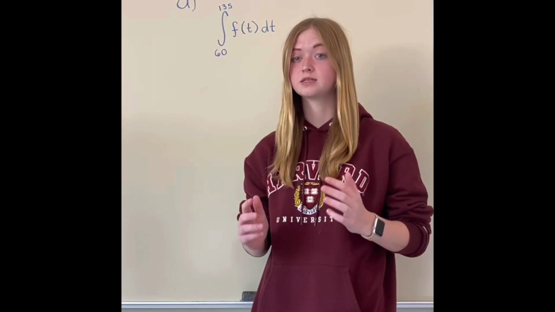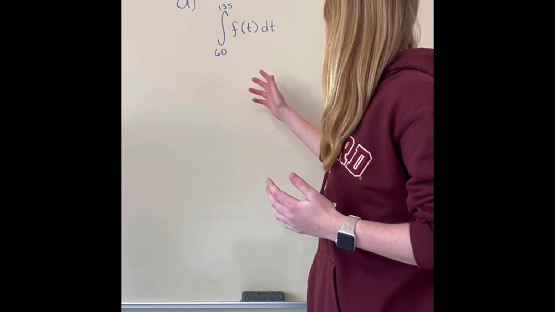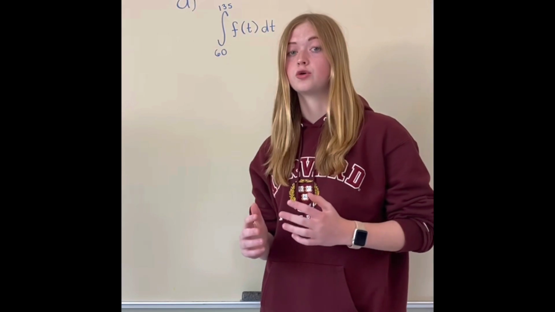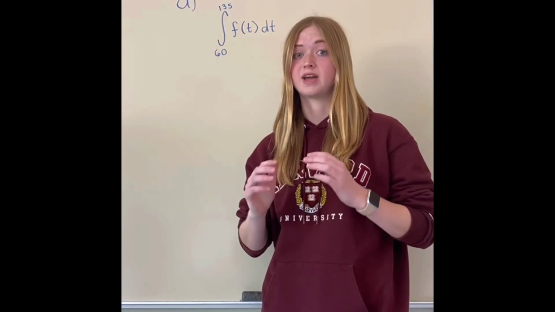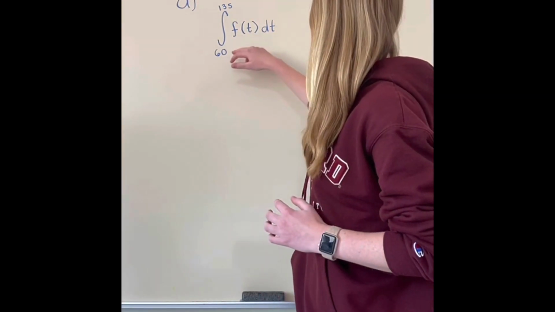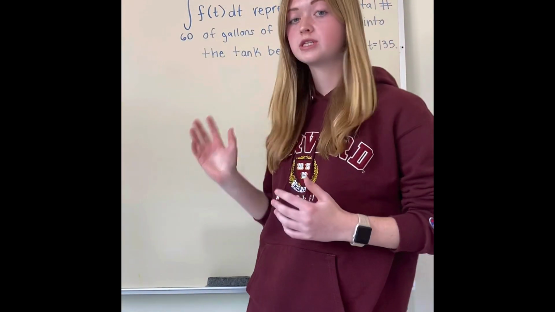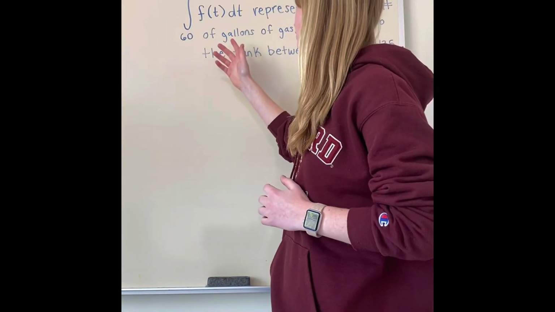Alright, so Jonah, I heard you're having a little trouble figuring out how many gallons of gas are in your car. So first let me explain to you what the integral of 60 to 135 of f(t) dt represents. That represents the total number of gallons of gas that went into your car between a time of 60 and a time of 135. Now that you understand that, you can use a right Riemann sum with three subintervals from 60 to 90, 90 to 120, and 120 to 135 to calculate this value.